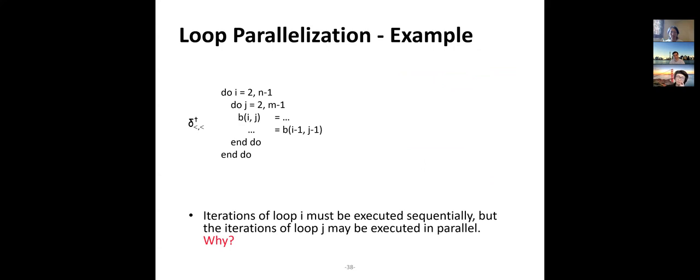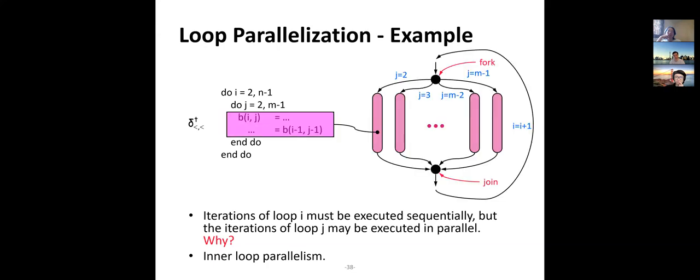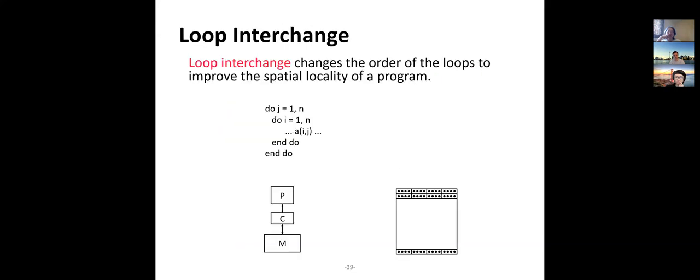But one interesting problem here is the iteration of loop J may be executed in parallel here, despite all that. This is something for you to think about in your spare time: why is it safe? So here, despite that, there is still a possibility to do inner loop parallelism. Okay, so I'll just show you a few quick examples of different loop transformations that are possible.